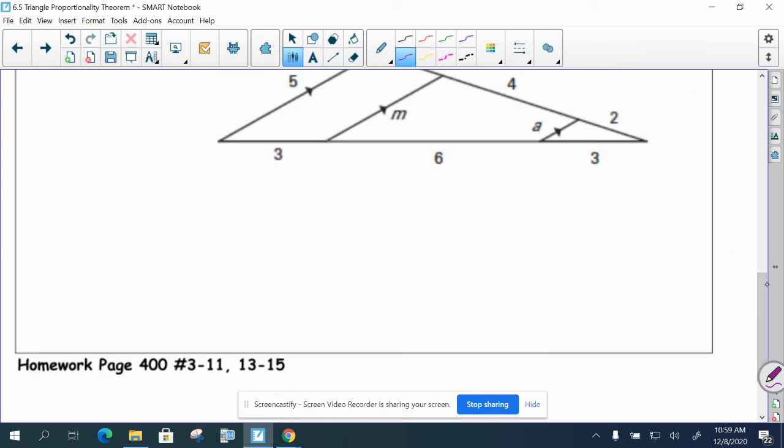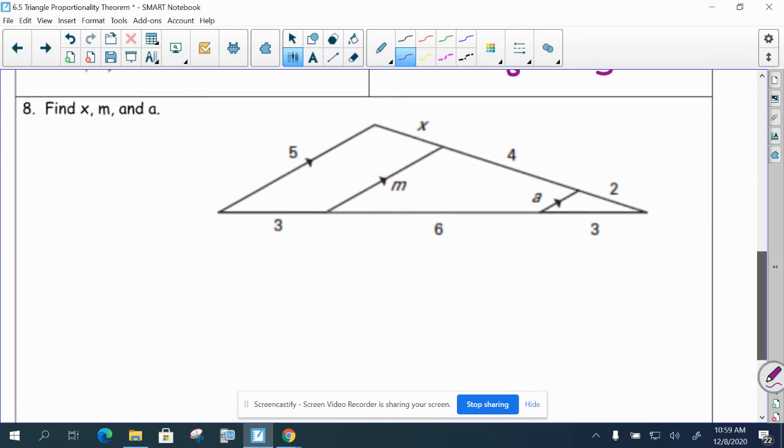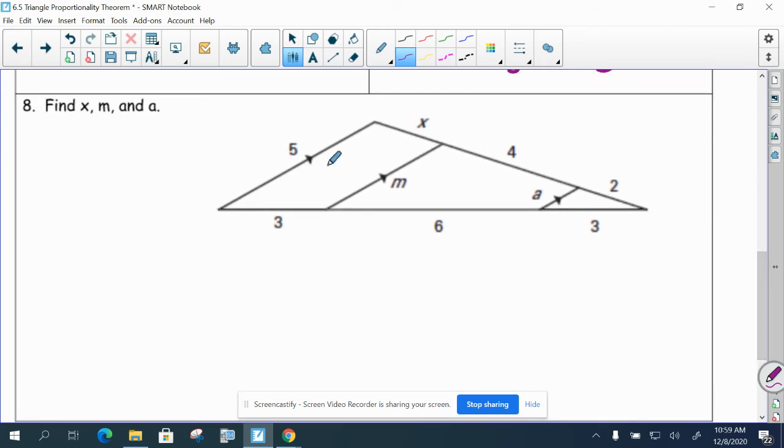And then last one. So you've got this big triangle here. You've got 3 parallel lines. You're trying to find this x here. So you're trying to find x, m, and a. Okay, so this is a really important question. You're going to see this kind of question show up a lot, where it's going to ask you to set up different proportions depending on what you're given.